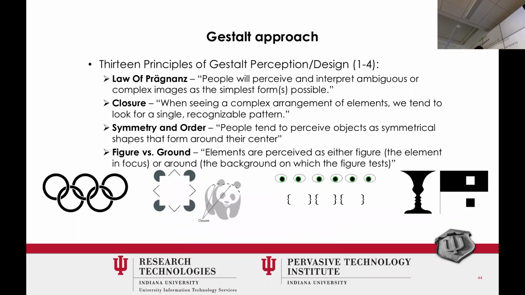Symmetry and order, right? We see pairs of eyes. We see pairs of parentheses, curly brackets. And figure versus ground. So again, the faces versus vase, right? Sometimes we see the vase as the ground, and sometimes we see the faces as the ground, and therefore the vase is sitting on top of that. And then here's kind of a really simple example, right? A white square is the foreground, and the black, in this case, is the background, and vice versa for this one.